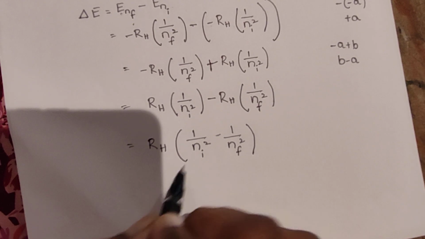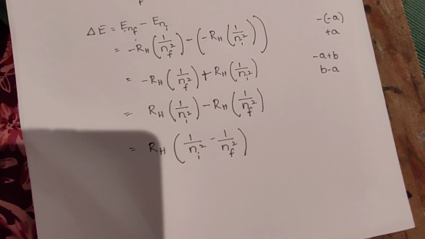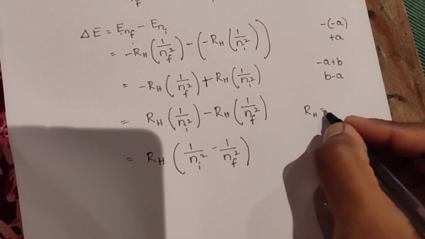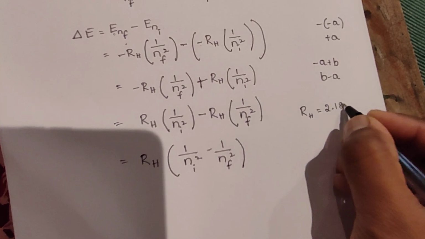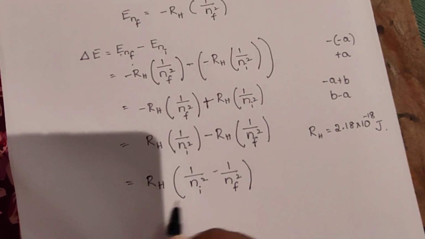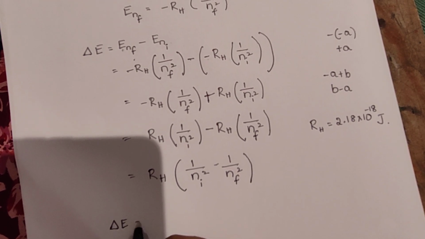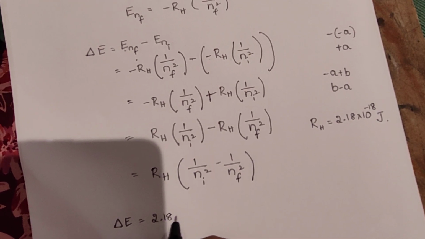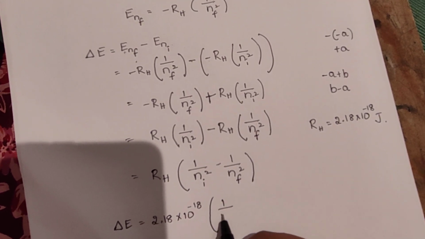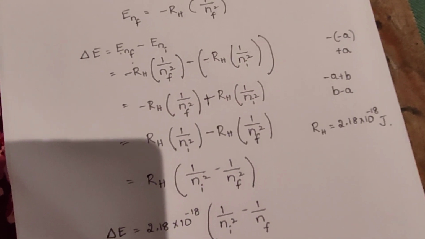Here RH is the Rydberg constant. Rydberg constant value is RH equal to 2.18 into 10 power minus 18 joules. So here we are substituting the Rydberg constant value. So delta E is equal to 2.18 into 10 power minus 18 into 1 by Ni square minus 1 by Nf square.